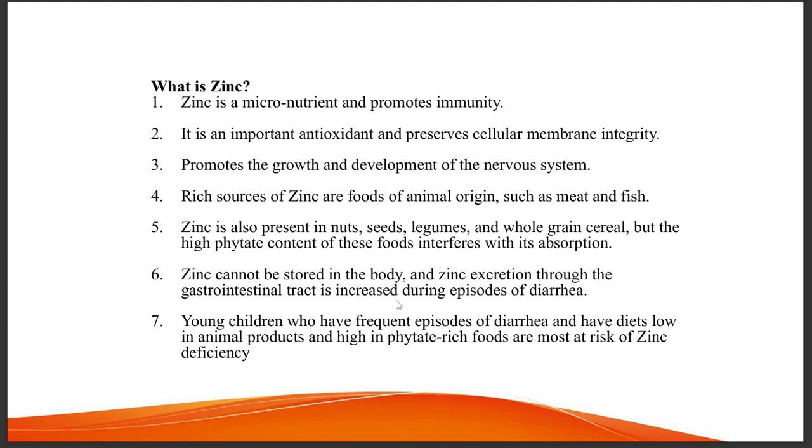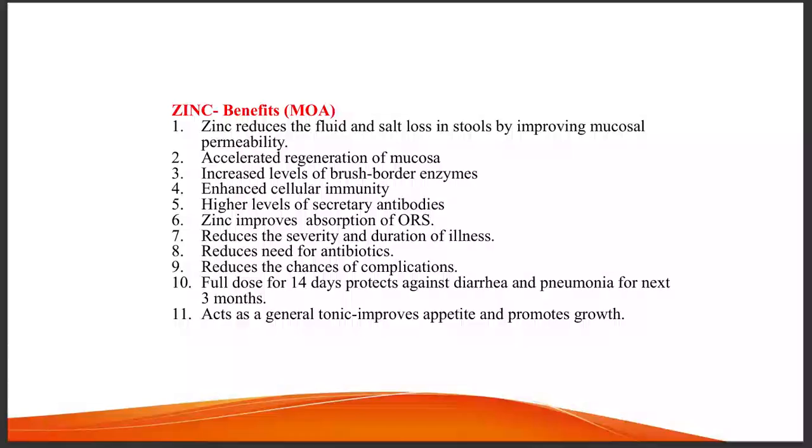Zinc cannot be stored in the body, and zinc excretion is through the GIT, and it will be increased during episodes of diarrhea. So young children who have frequent episodes of diarrhea and have a diet low in animal products and high in phytate-rich food are most at risk of zinc deficiency. Remember, high phytate content will interfere with the absorption of zinc. So if a child has diarrhea and is not taking animal products where you can find zinc, and is taking phytate-rich foods which interfere with zinc absorption, they are going to be more at risk.